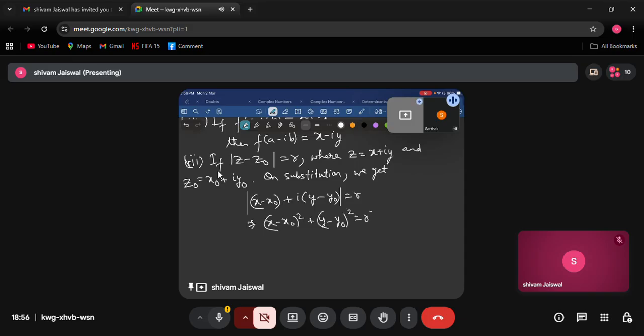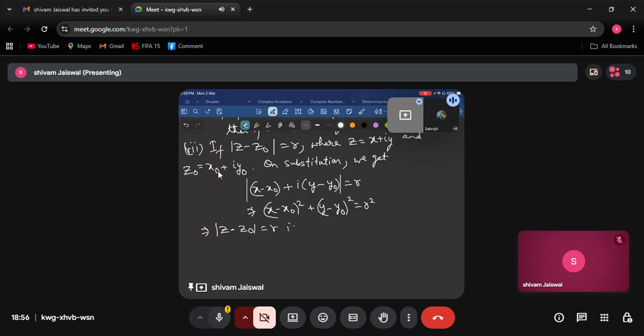What does this equation represent? Tell me. The locus of a circle with center x0, y0 and radius r. Exactly. Very good. This implies mod of z minus z naught equals to r is a circle with center z naught and radius r. Remember, these are very important. Okay.